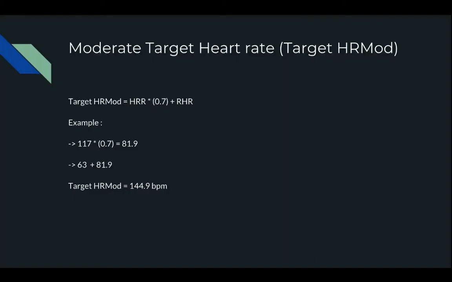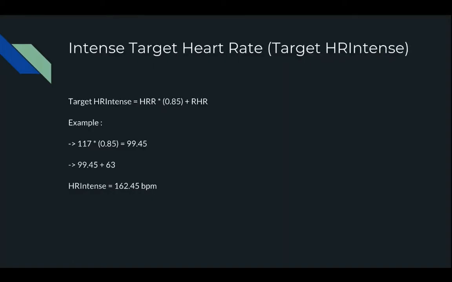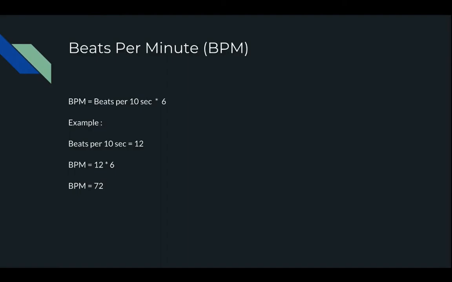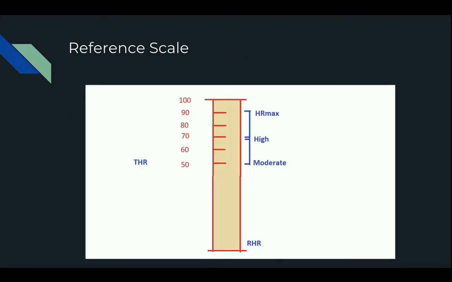The last value to be calculated is intense target heart rate, which is given by target HRintense equals HRR into 0.85 plus RHR. If we do the same and substitute the above values of HRR and RHR in this formula, we get the HRintense value to be 162.45 bpm. And we can calculate beats per minute from beats per 10 seconds simply by multiplying by 6. With the help of the above calculated values, we can make a reference scale which will be stored and used for early predictions.